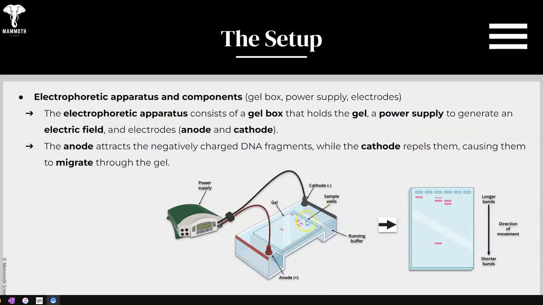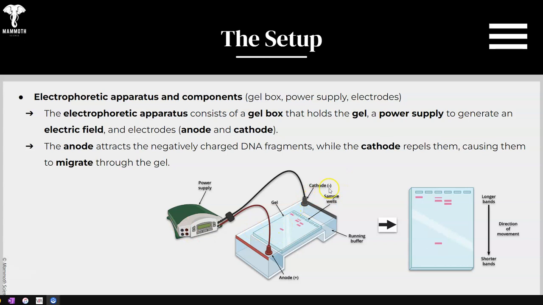So this is the actual apparatus or setup. This is a very simple version. We have machines and computers that do this now. We do PCR and Southern blotting and Western blotting and all this other stuff. But this is just a general overview of what gel electrophoresis looks like. You have the gel box, you have a power source, you have electrodes attached.